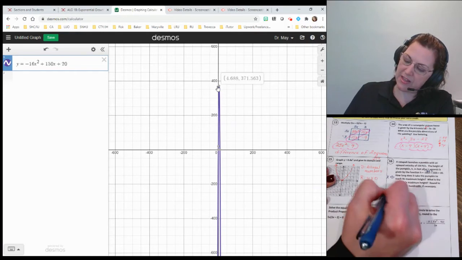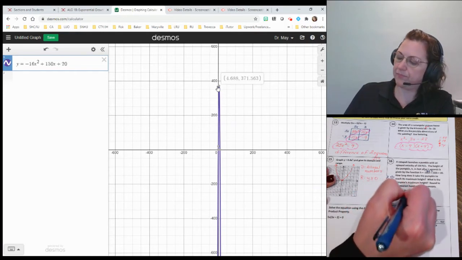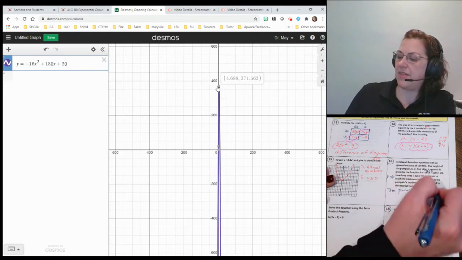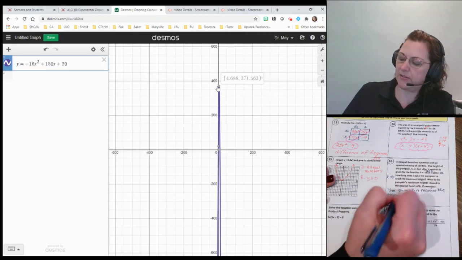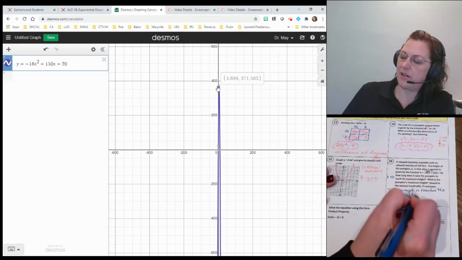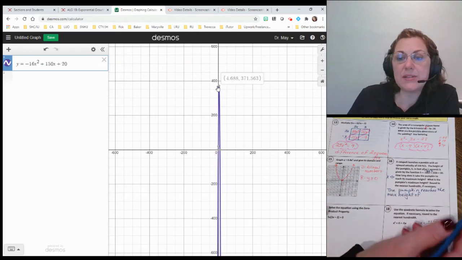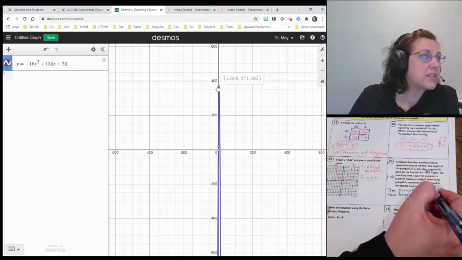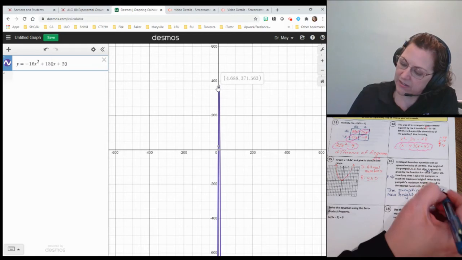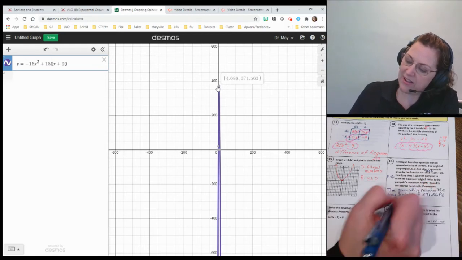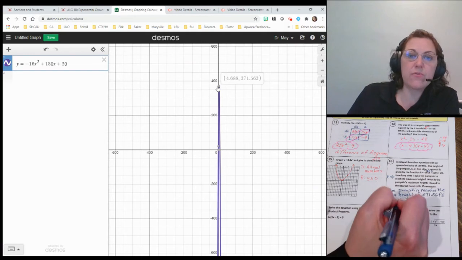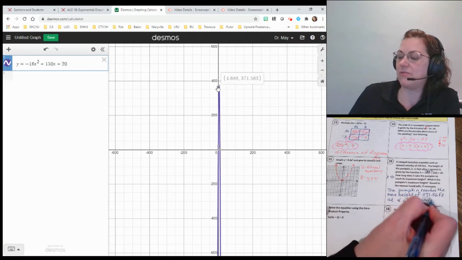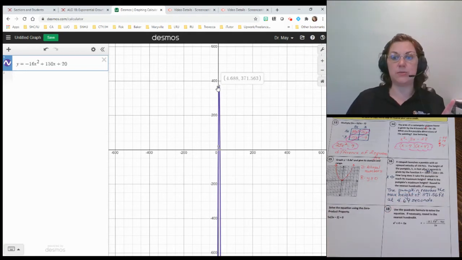So let's just say the pumpkin reaches the max height. Okay, so how high was the maximum height? That's our 371 point, it says round to hundreds, 56 feet at 4.69 seconds. Now, do you see where I got those values from that point in Desmos?